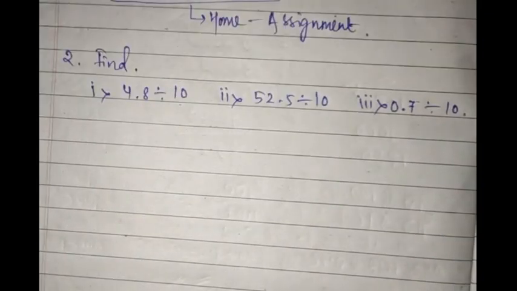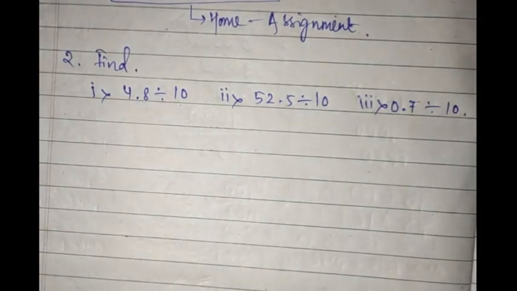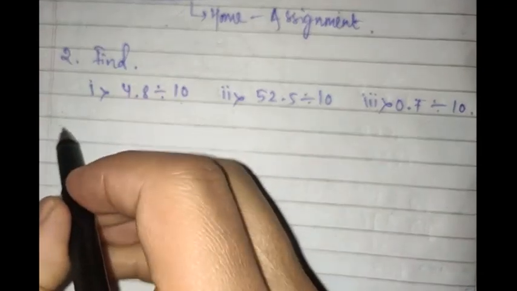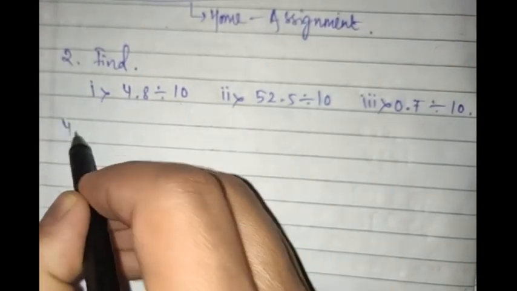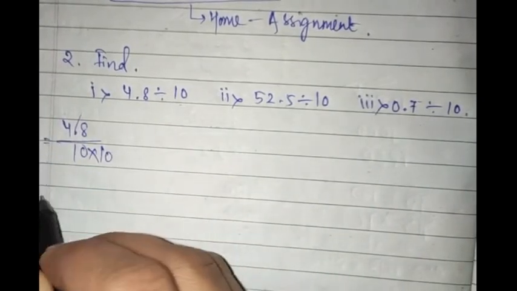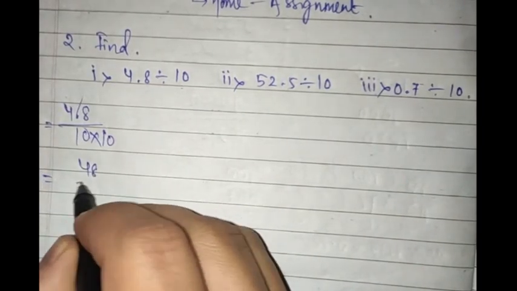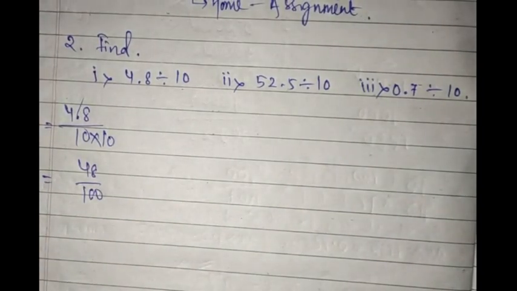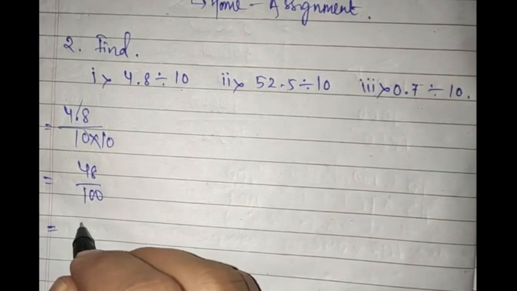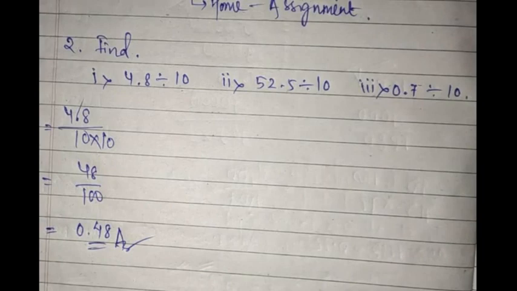So moving on to the number 2 question of exercise 2.7, we have at least 7 questions, but I have written only 3 questions here. We are going to solve that also. Okay, so let us start solving. So 4.8 divided by 10. It is similar to that of the previous one. Okay, so 48 divided by 100. So when you divide this, you will get 0.48. Alright, so this is the simple one.